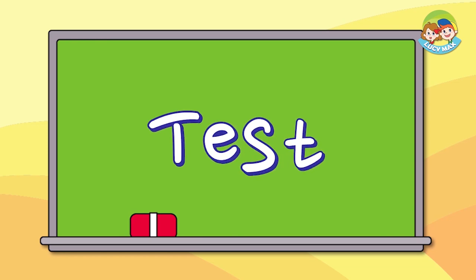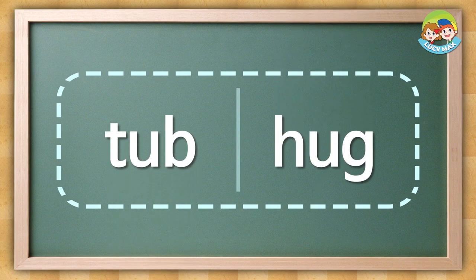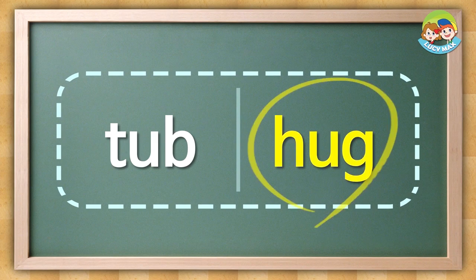For the next test, you have to listen and choose the word. There is no picture on this test. Get ready! Look at the words. Listen and choose the word you hear. Hug. The answer is this. Cub.